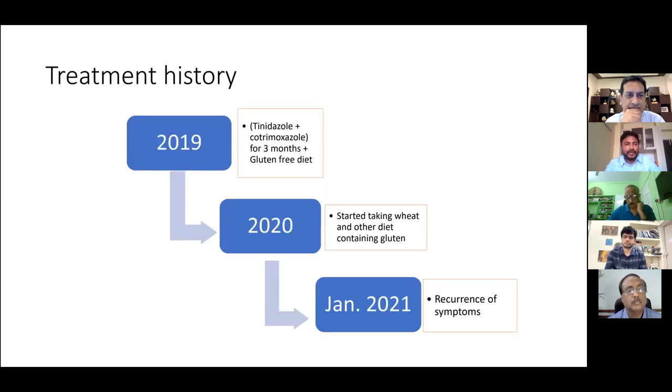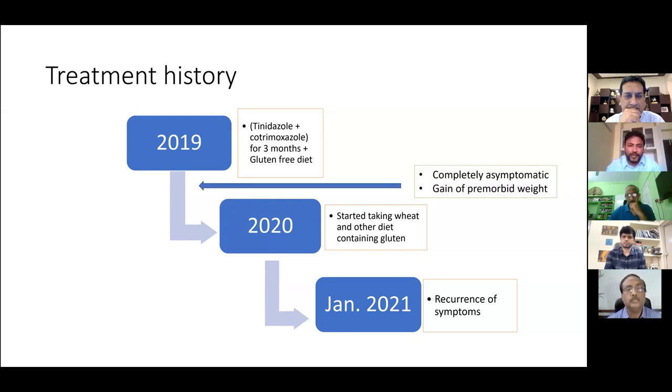Now, I would like to highlight some treatment history. In 2019, he was treated with tinidazole and cotrimoxazole for 3 months along with a gluten-free diet from one of the attending physicians. And he says after taking this, he remained quite well, absolutely fine. And he gained a good amount of weight in 1 year. So from 2019 to 2020, he remained absolutely fine with antibiotics for 3 months and a gluten-free diet.